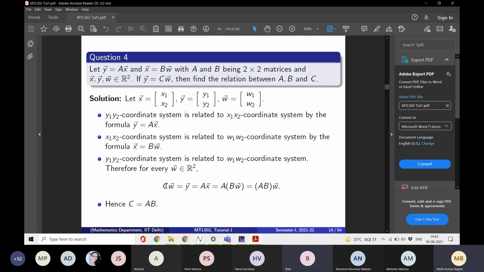Yes, because the definition is that the entries below the main diagonal should be 0. We don't care about the entries on the diagonal and above the diagonal for lower triangular matrices.